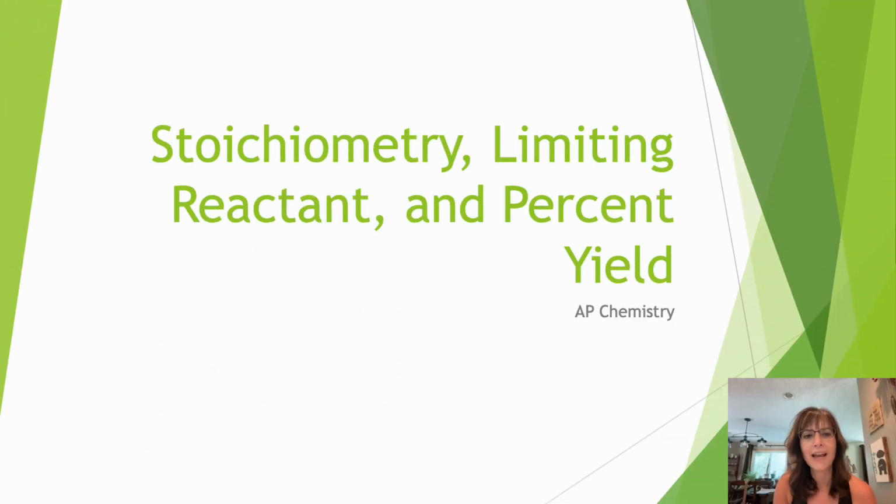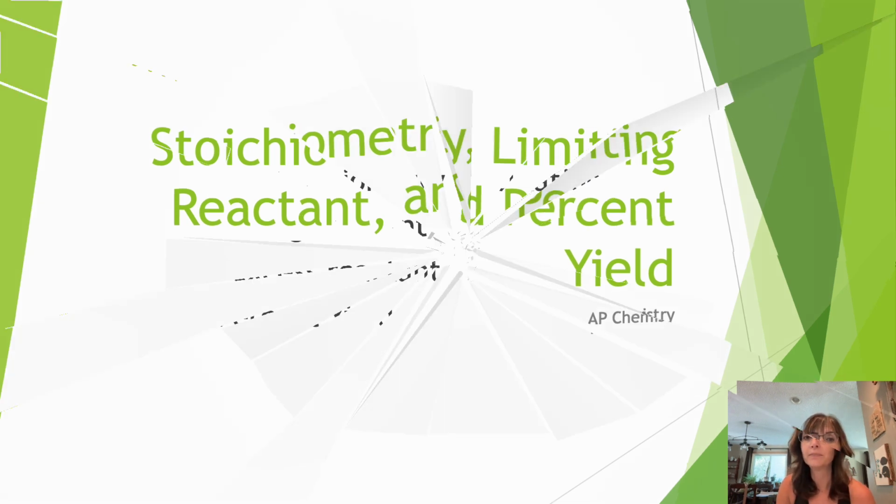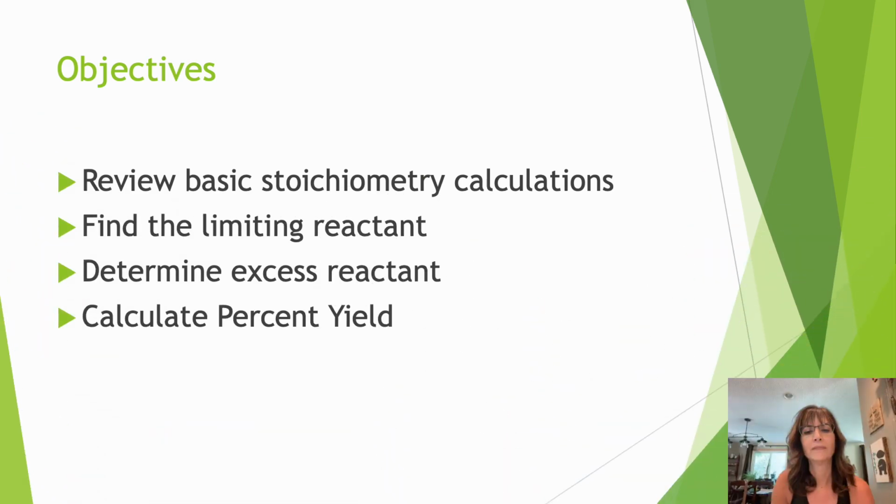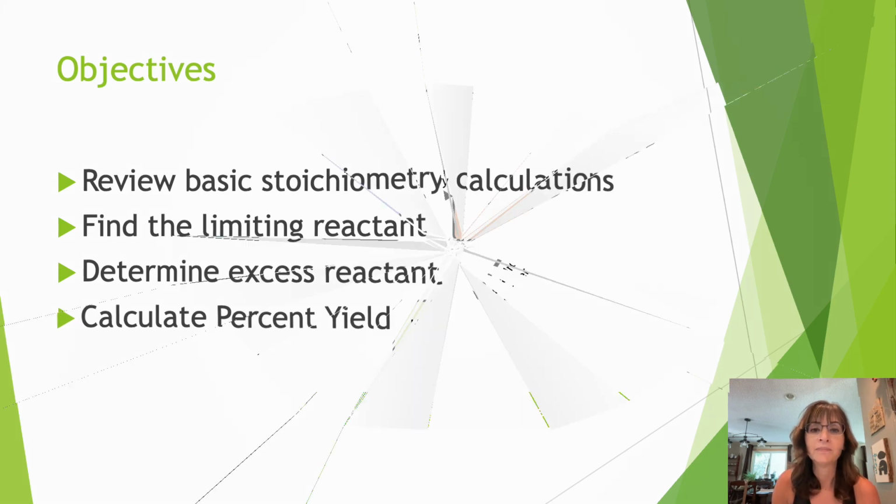Hello class, and welcome to another episode of AP Chemistry. This time we're going to take a quick review look at stoichiometry, limiting reactants, and percent yield. By the end of this quick tutorial, you will know how to make basic stoichiometry calculations, find the limiting reactant, determine excess reactant, and calculate percent yield.